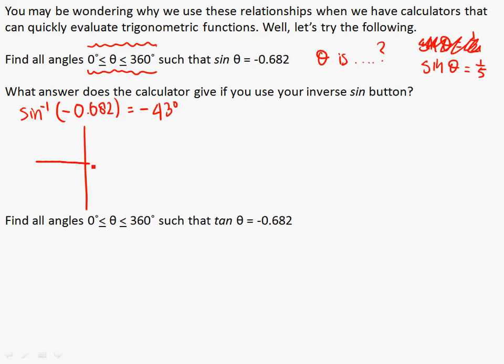Okay, the calculator, and we will deal with this later, can only give you this answer. The calculator is limited. So what you can do is this. If that's a negative 43, I would just draw a picture. That would put me about right there, right? That's a negative 43? Yes?